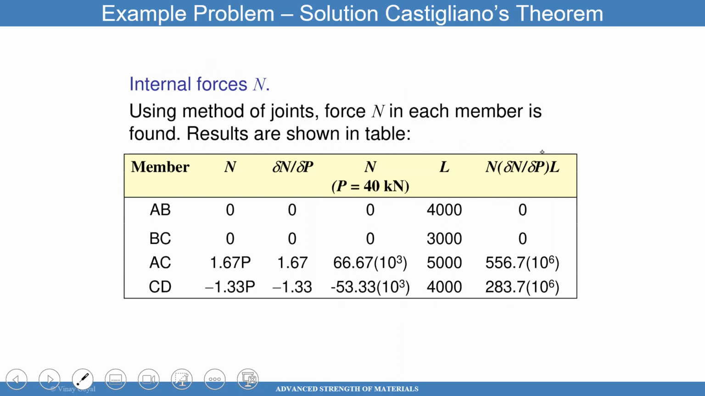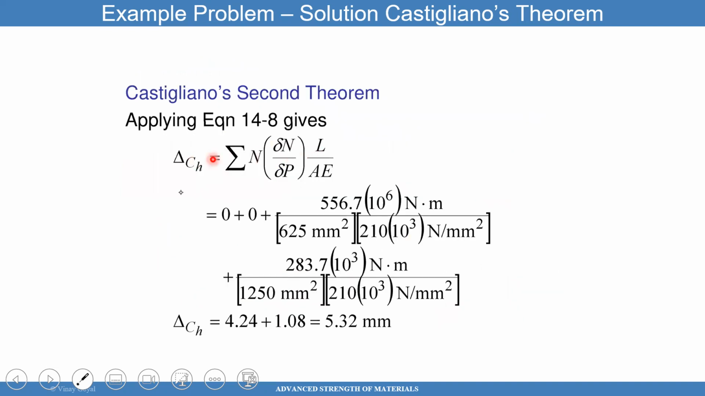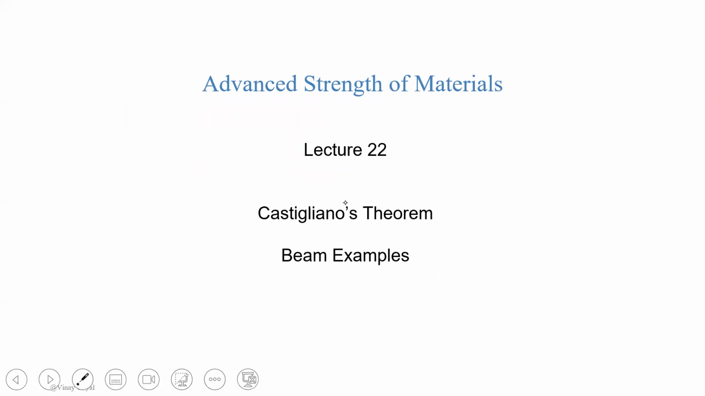Good enough? Get the loads in every member. Take these derivatives. You have the lengths. Do this calculation for energy. You know how to do this now? That's your deflection at the end. Over and over and over, that same formula. Fair enough? So we're going to move now to beam examples.